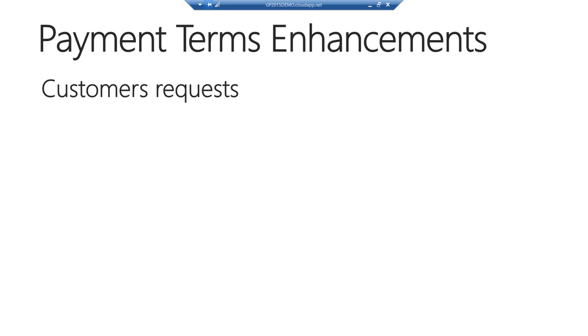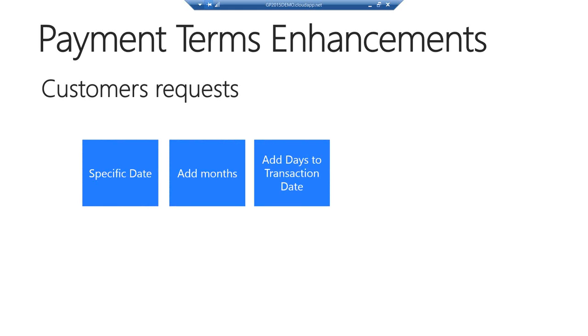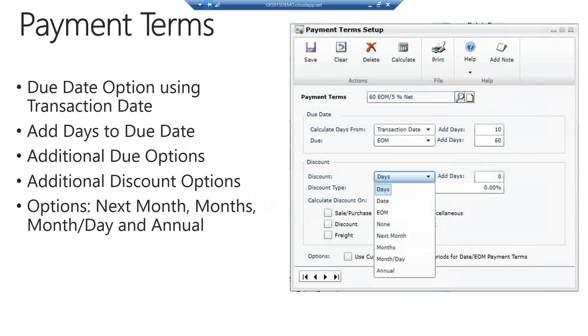The customer payment terms enhancement. Based off of multiple customer requests, they said, I want to be able to create a payment term based off of a specific date, or I want to add months to the date for my terms code, or add dates to the transaction date, or put the payment terms for next month, or add a year. So they took all of these requests and said, let's create better payment terms. How can we make these better and more user-friendly for our end users, and more flexible for the customers they're sending documents to?